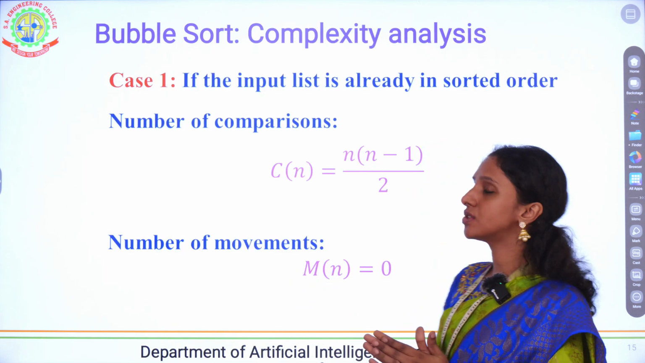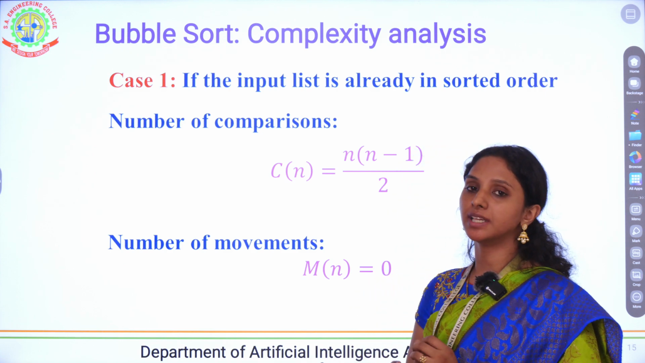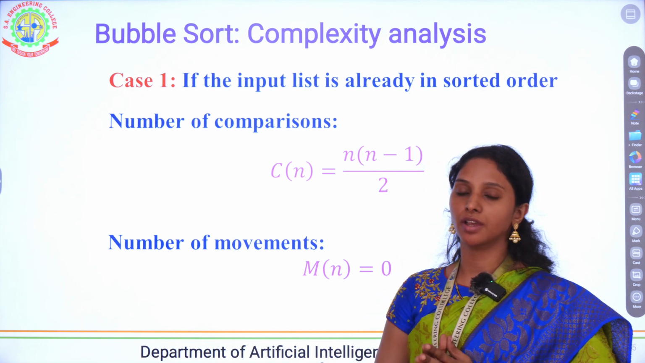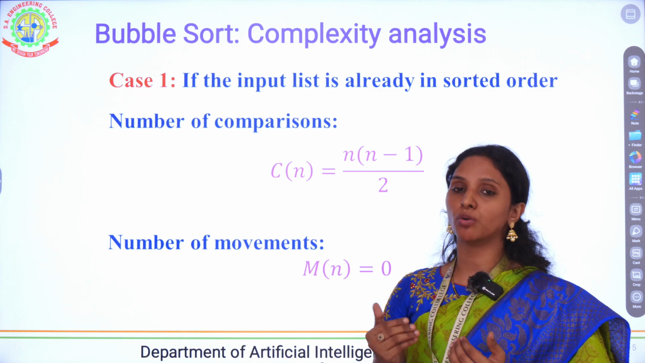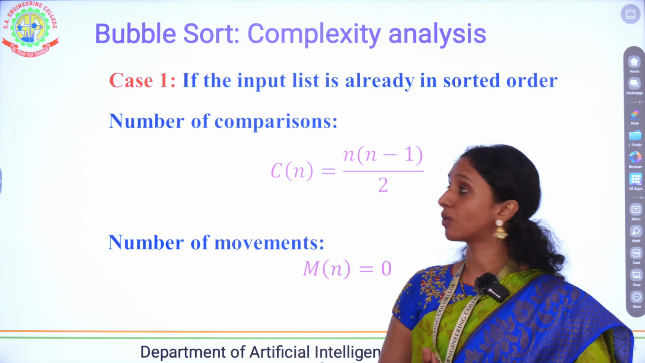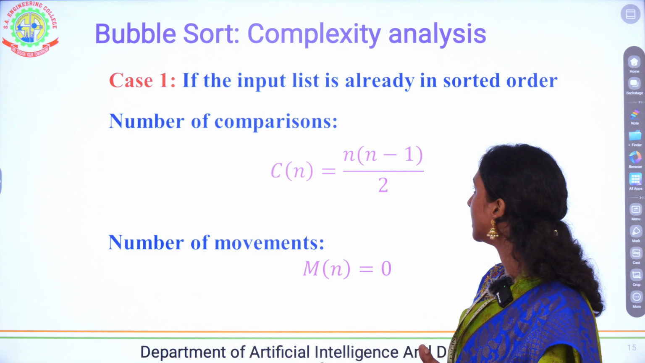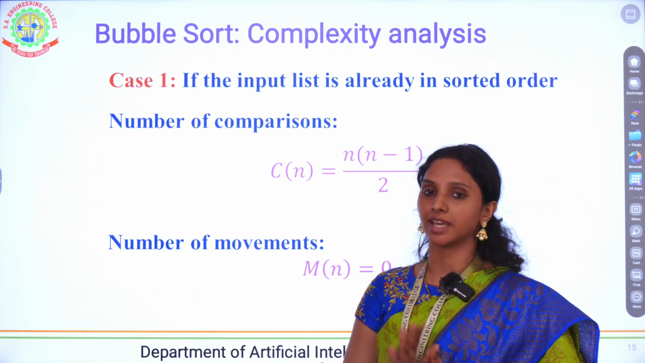Now let us talk about the complexity analysis of bubble sort. Complexity is nothing but the amount of time or memory you are using, like it is required to solve any problem. The amount of time and memory which is required to solve any problem. In bubble sort, we will talk about this in three cases.